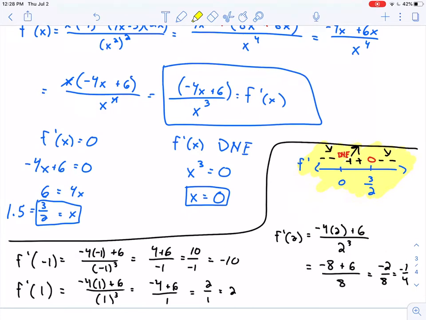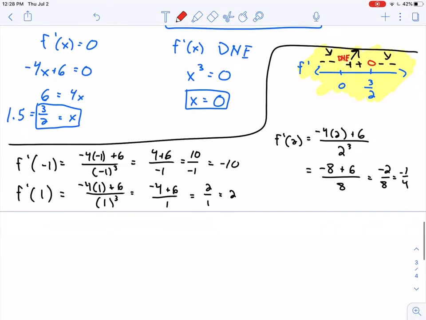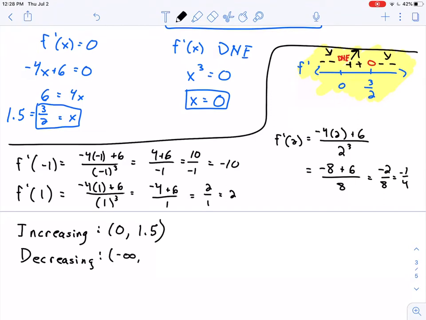It tells me where my function is increasing or decreasing. So actually, let's start with that. Our function is increasing from 0 to, let's just say 1.5, just to avoid any confusion with fractions. Our function is decreasing on negative infinity to 0 and 1.5 to infinity.